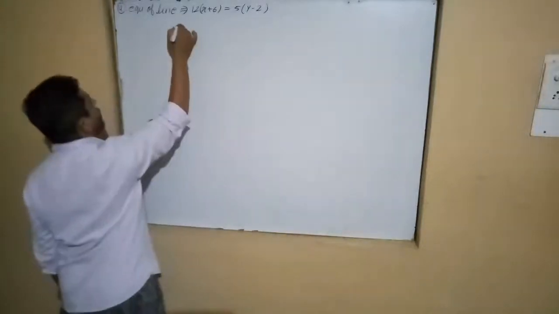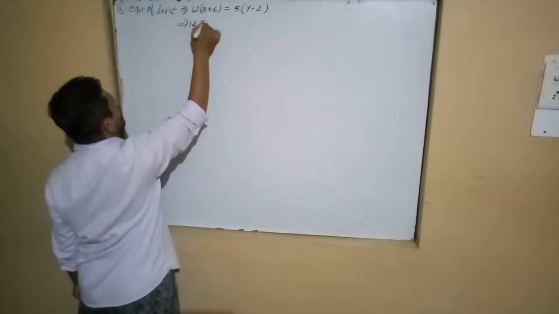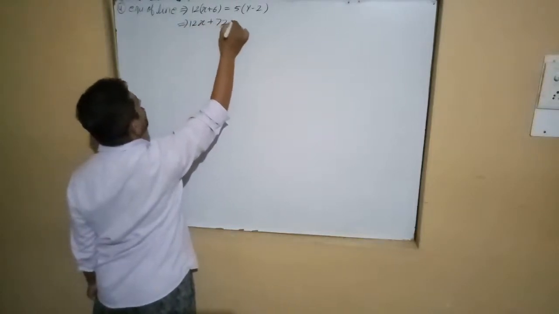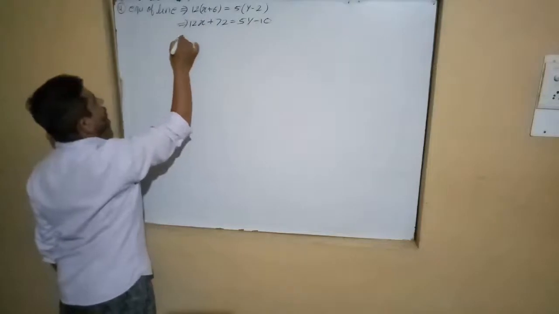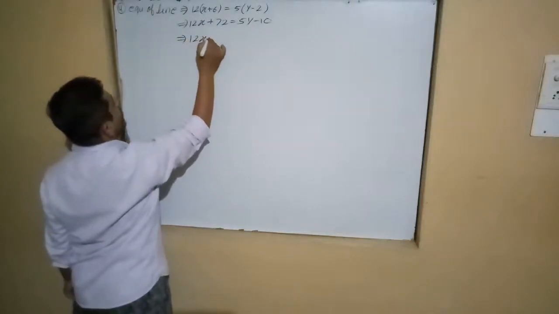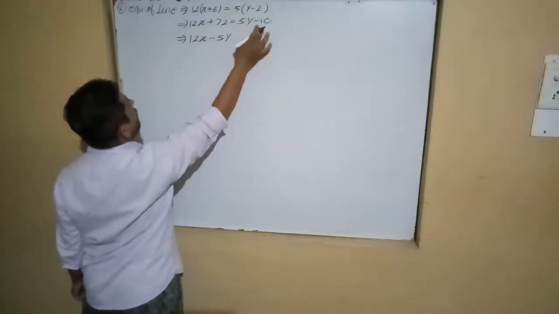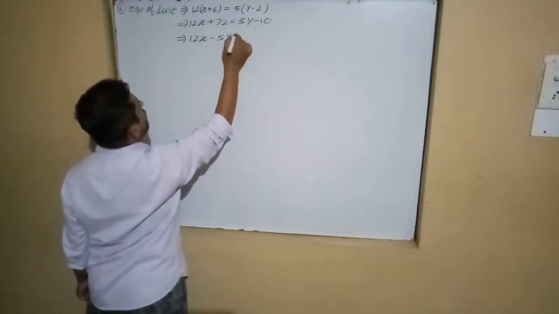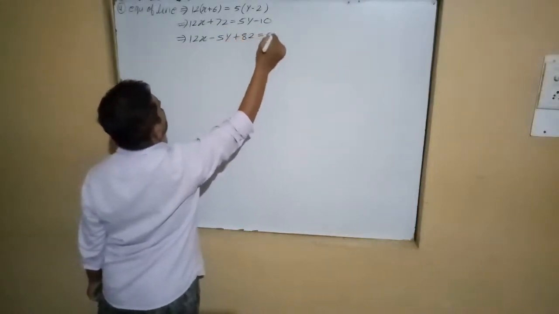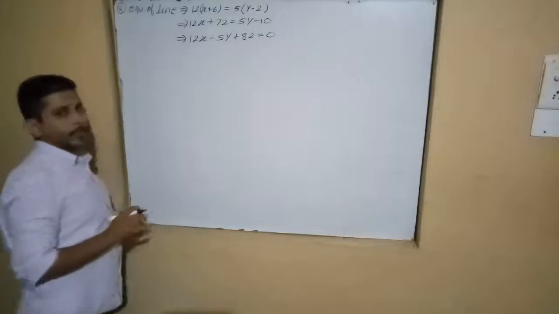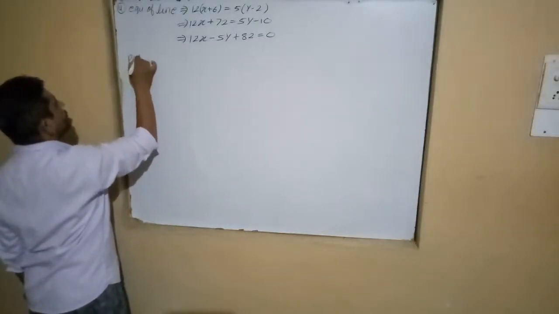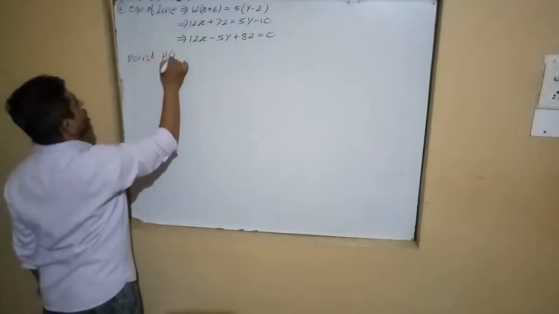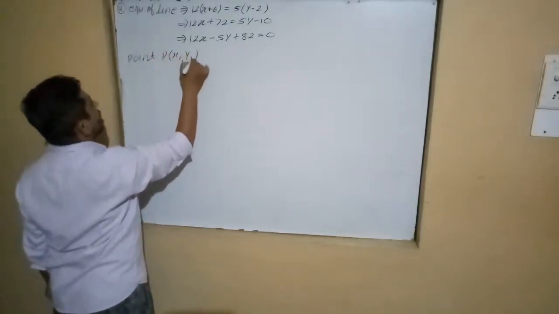Now simplify this equation. So we will get 12x plus 72 is equal to 5y minus 10. Now arrange it: 12x minus 5y plus 72 plus 10, 82, is equal to 0. This is the general form of the equation. Now the point P x1, y1 is given as what?